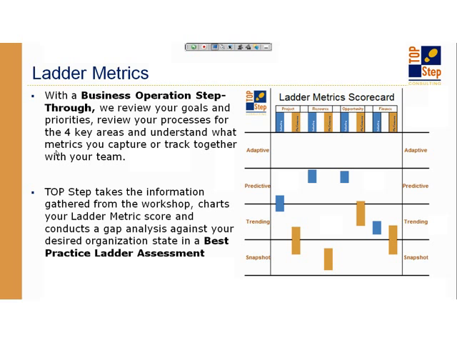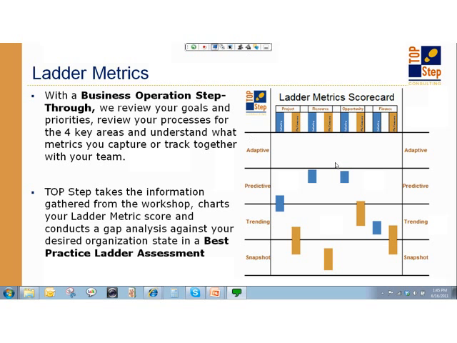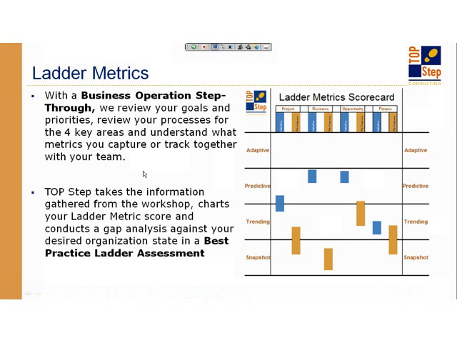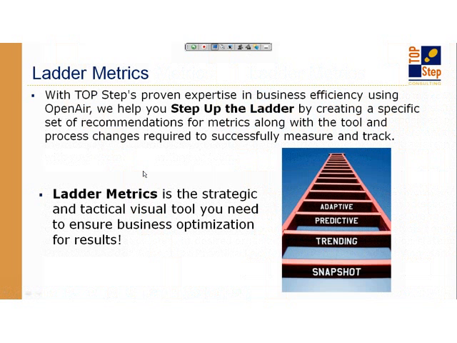And here you can see in this little example, the blue items are the industry standards, and the brown items are what you're being measured against. So how can you close this gap, for example? And then we work with your team to help you close those gaps or step up the ladder so you can become more effective in using your OpenAir system and more effective in getting that optimization out of the system and out of your company for the results that you need.